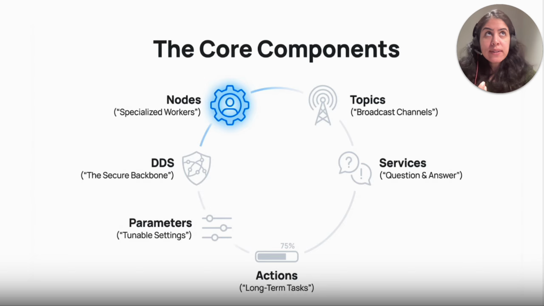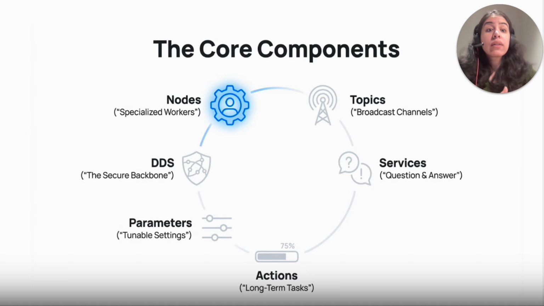The fourth one in the list of the concepts that are used in ROS2 is actions. Actions are really long running tasks with feedback. So actions are for tasks that take time and where you want progress updates.